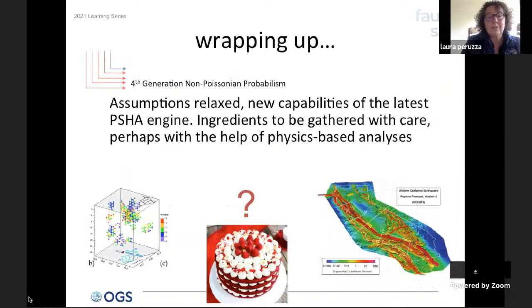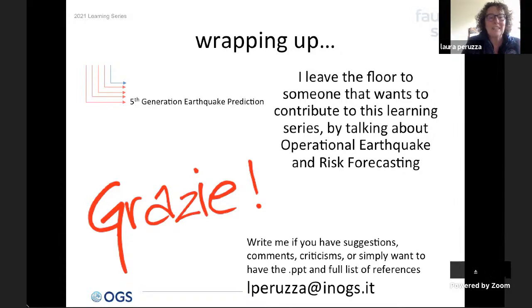Moving toward the fourth generation, non-Poissonian probabilism, we can relax some assumptions. We have new capabilities given by the latest probabilistic seismic hazard assessment engines. The ingredients have to be gathered with care and perhaps with a strong help from physics-based analysis. But probably we can extend this cake to many other places than the few ones represented till now. So I leave the floor for the fifth generation, earthquake prediction or operational earthquake forecasting, as we call it right now, because there are of course other people that can face this topic much better than I can.